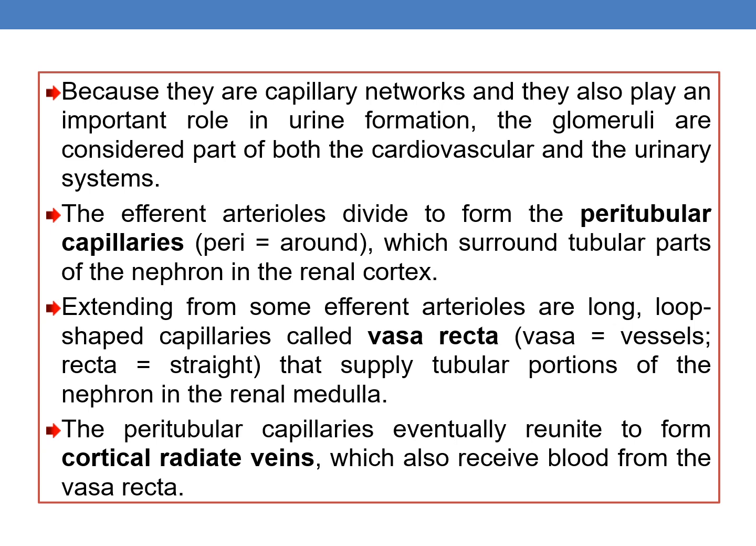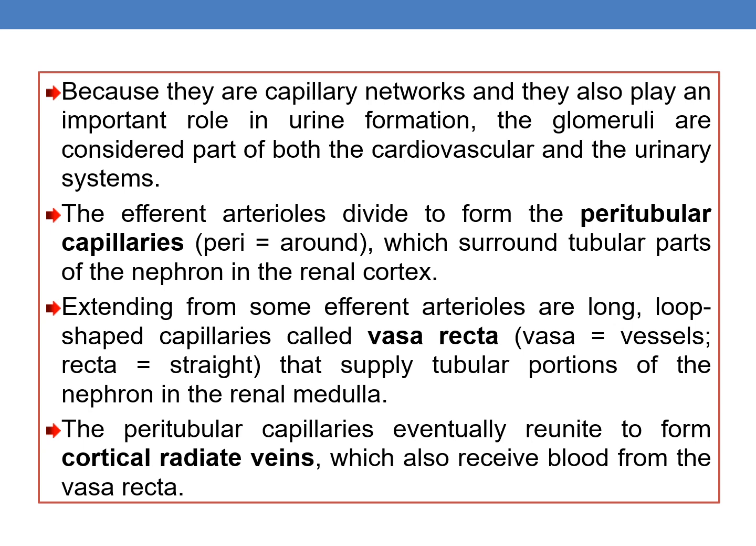The efferent arterioles divide to form peritubular capillaries. Peri means around, and they surround the tubular parts of the nephron in the renal cortex. Extending from some efferent arterioles are long loop-shaped capillaries called vasa recta. Vasa means vessels, recta means straight. Vasa recta supply tubular portions of the nephron in the renal medulla.